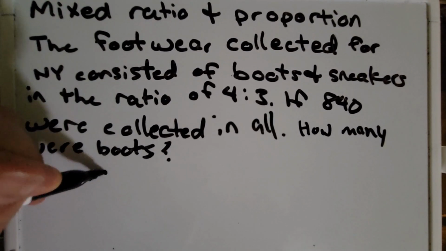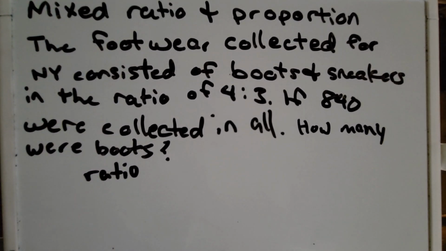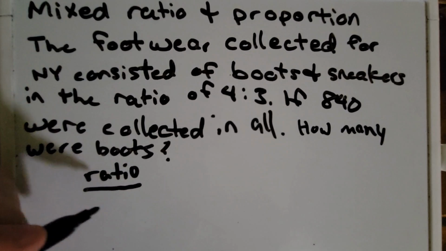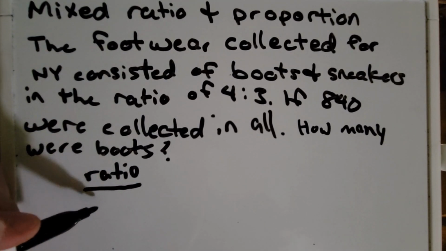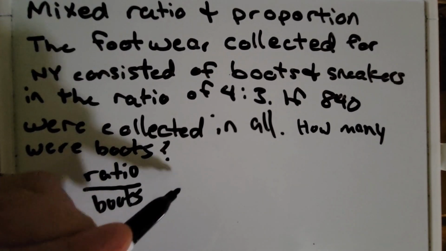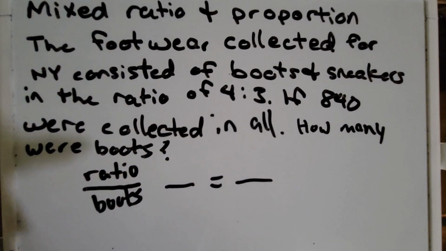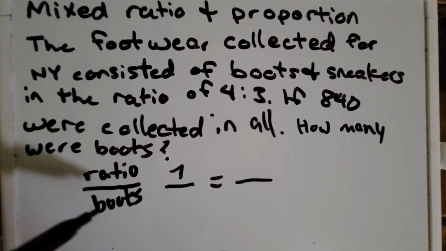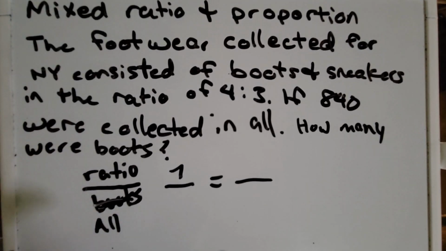The first part we're going to do is let's just do ratio again. We could put boots and sneakers if we wanted, but that's just going to make it complicated. Let's just put ratio, and beyond that, we're going to go ahead and put boots. Now that we've done that, fraction equals fraction. So we know that there's going to be 7 parts total. And actually, this isn't going to be boots. We're just going to put all.